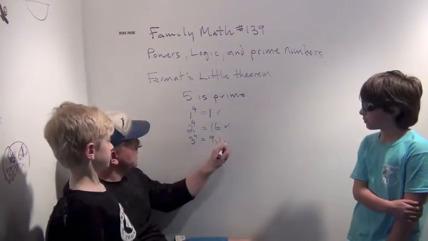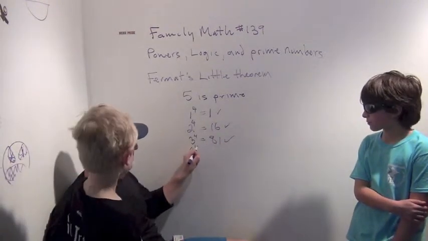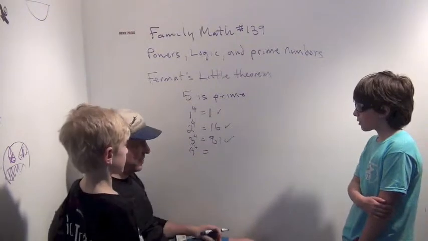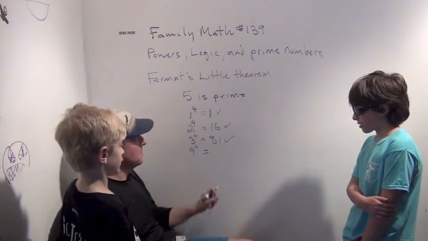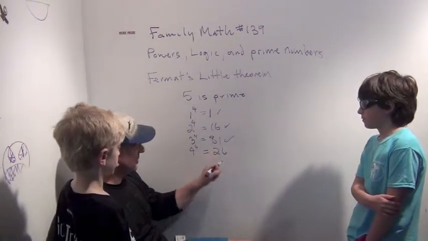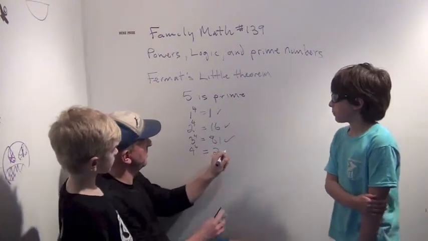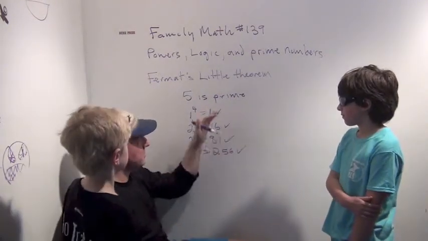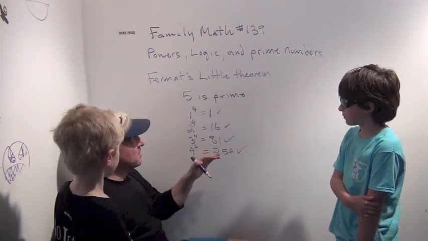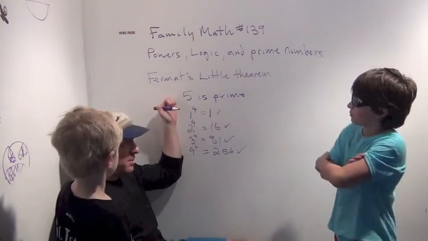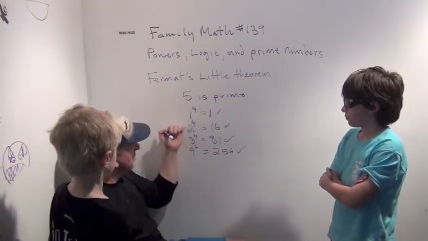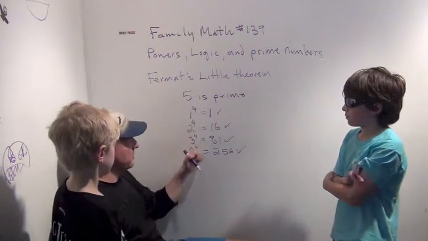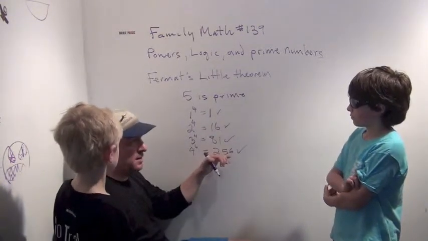1. And finally, 4 to the 4th is the last one we need to check. Do you know what 4 to the 4th is? It's 256. And what's the remainder when 256 is divided by 5? 1. Okay, there you go. So there's an interesting example. So it says if the number is prime, then when you raise it to the power 1 less than the number, you always get a remainder of 1 when you divide by that number.